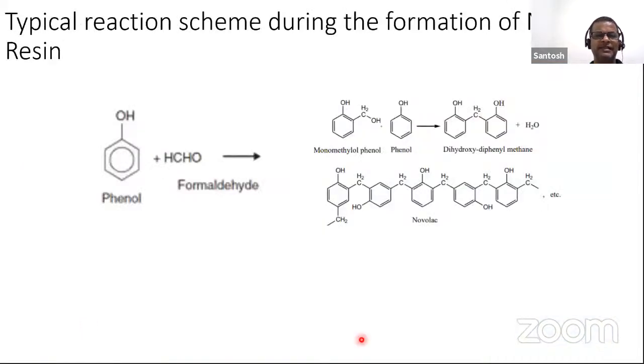Here I'm showing some chemistry. This is a novolac hardener. It starts with phenol, which reacts with formaldehyde and gives rise to so-called monomethylol phenol. This monomethylol phenol again reacts with formaldehyde to give rise to so-called dihydroxy diphenyl methane. This goes through further polymerization to form this novolac resin. This is a very common raw material that acts as a hardener in epoxy mold compounds.